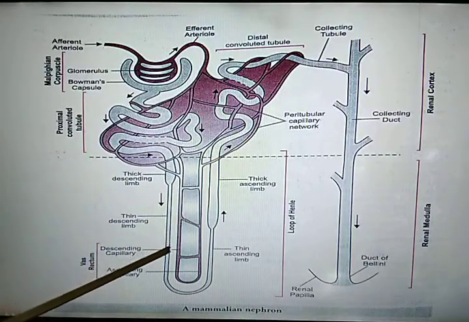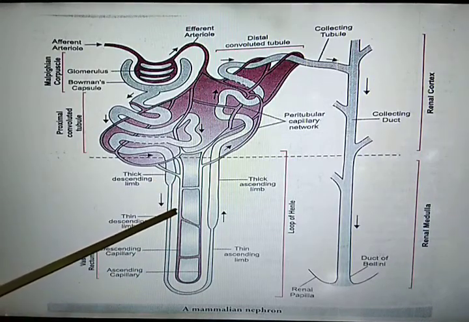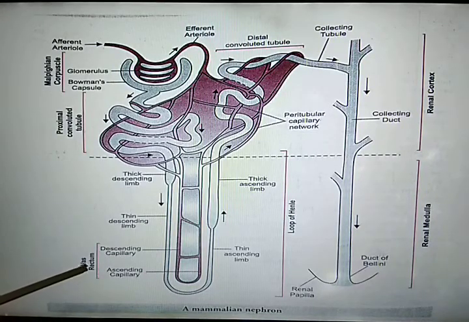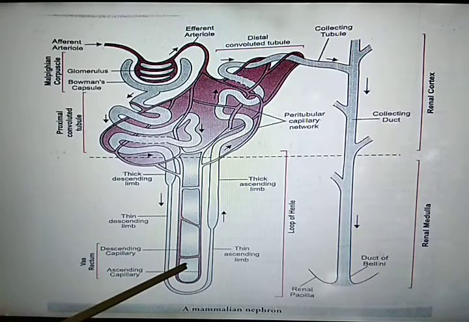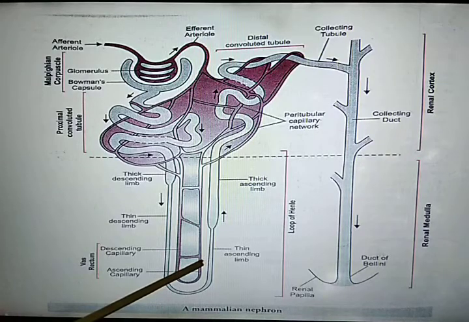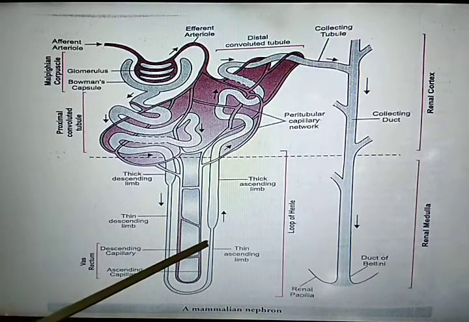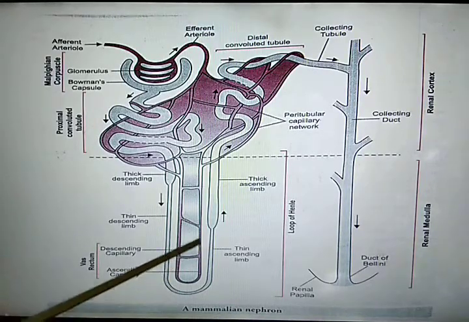And at the loop of Henle, these peritubular capillaries form a U-shaped structure known as vasa recta. And this vasa recta also has two sides, that is the descending capillary and ascending capillary. Along with the descending limb, the descending capillary is present. Along with the ascending limb of the loop of Henle, the ascending capillary is present.